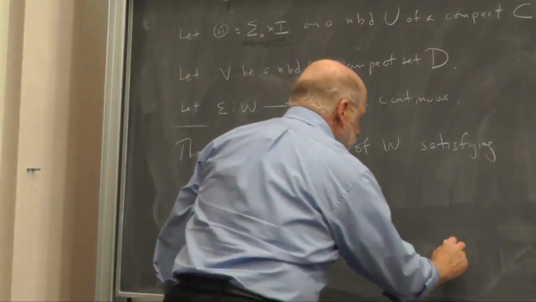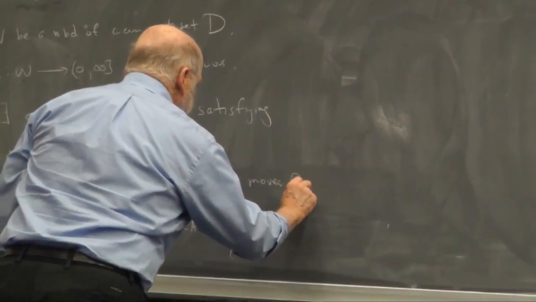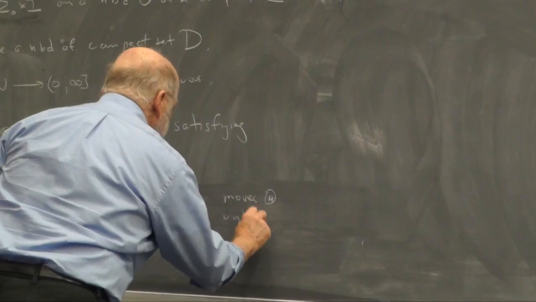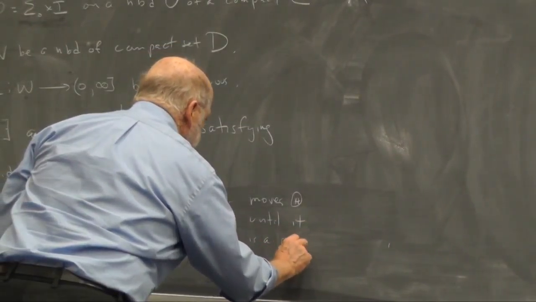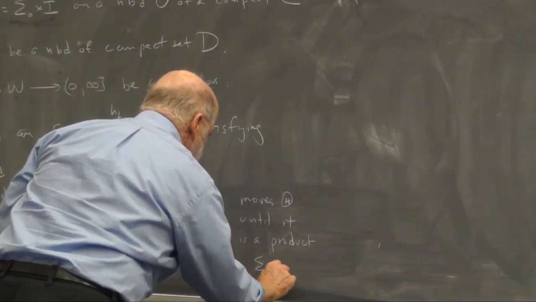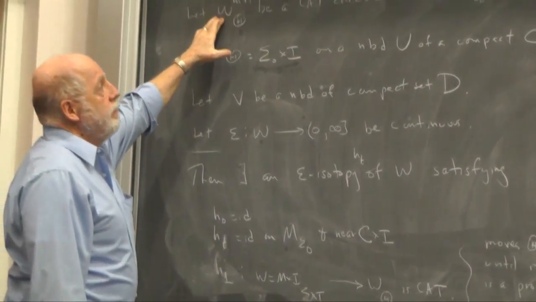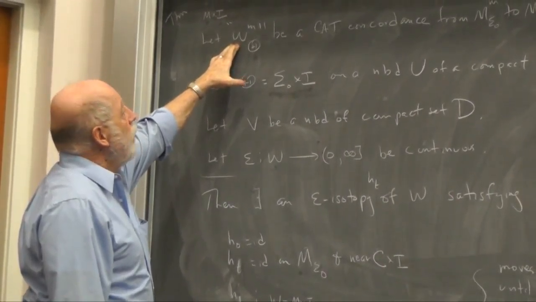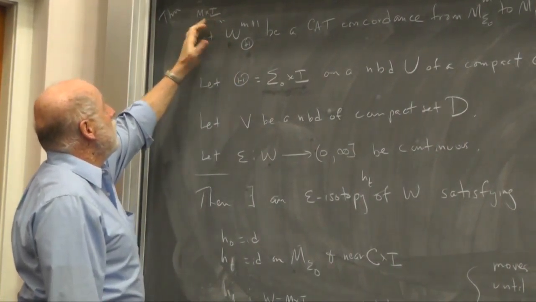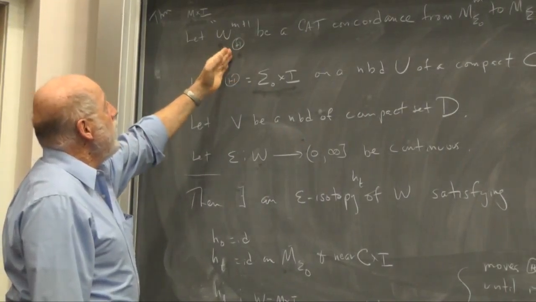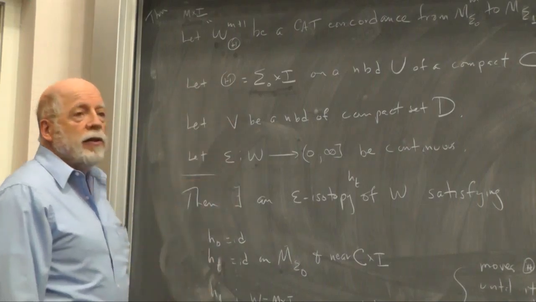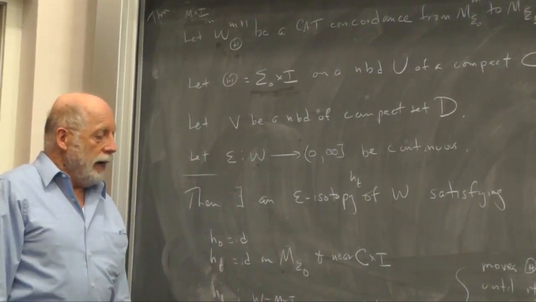So this moves theta until it is a product, sigma naught cross I. And now, by the way, this is almost trivial. In one sense, this is trivial because W is an s-cobordism, it's a product. So it's just sort of automatically an s-cobordism from one PL manifold to another. And the s-cobordism theorem says that's just a product.